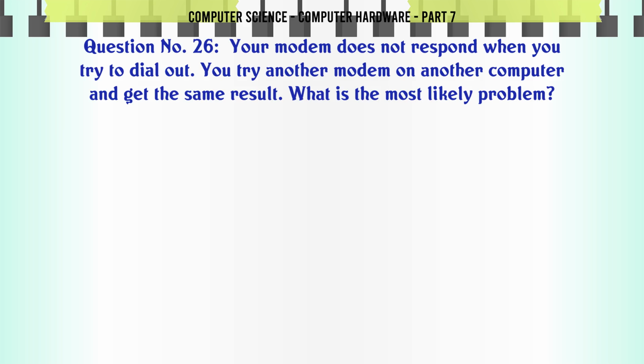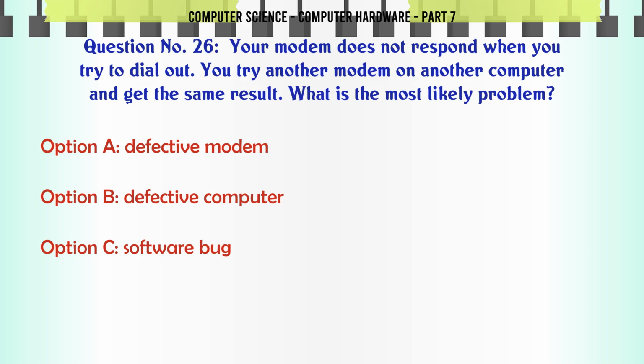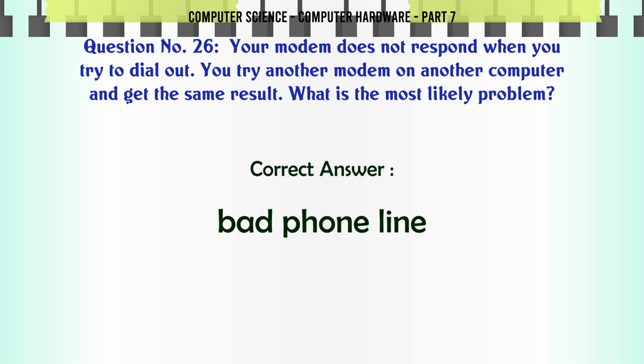Your modem does not respond when you try to dial out. You try another modem on another computer and get the same result. What is the most likely problem? A. Defective modem. B. Defective computer. C. Software bug. D. Bad phone line. The correct answer is bad phone line.